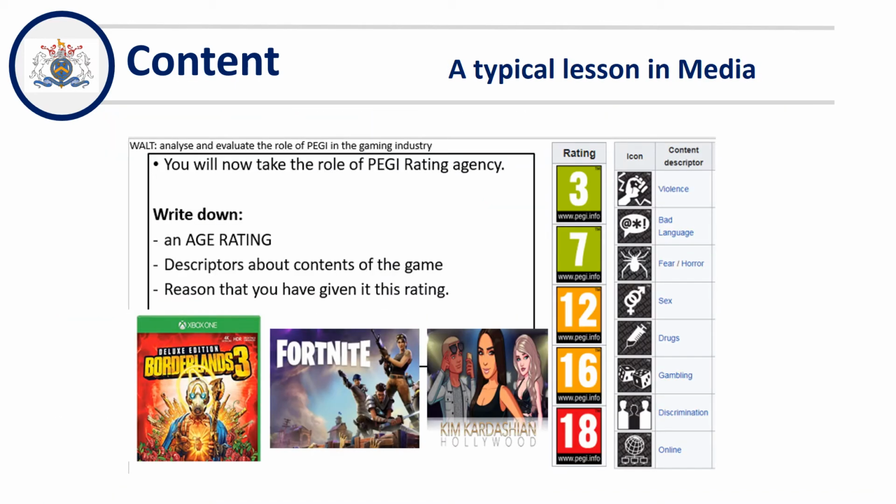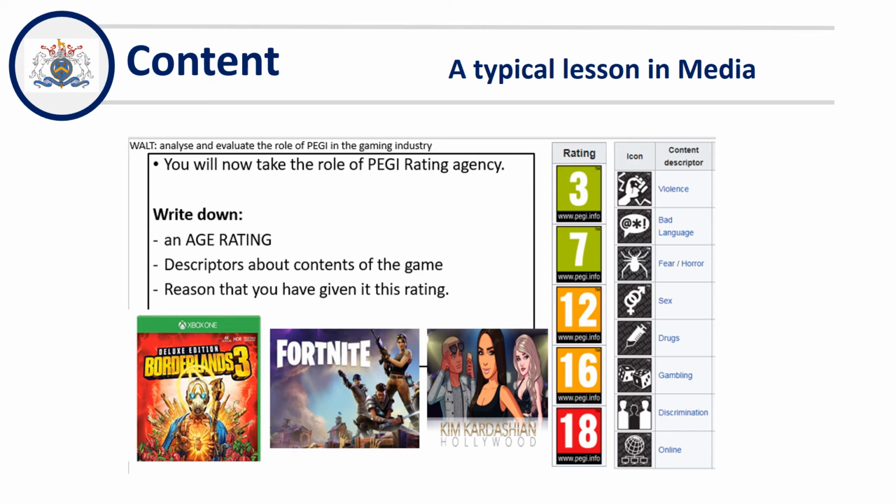You may be wondering, what does a typical lesson in media look like? What I've got here is a fairly typical example of an exercise that my current year 10s are doing. As I said before, they're studying social media and gaming, and we were looking at the role of PEGI, which you might know are the group of people who decide on the age ratings of games. What I did was I asked the students to sit in the role of someone on the PEGI rating agency and to give some ratings to games.